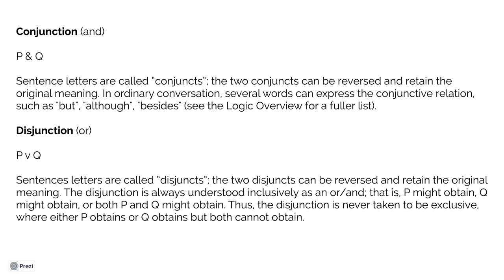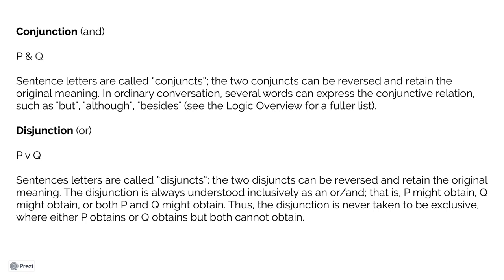When you have an or statement like P or Q, it could be the case that only P obtains, or it could be the case that only Q is true. But it could also be the case that P and Q are both true. The only information we have, however, is that P is true or Q is true. So let P stand for I have a dog, and let Q stand for I have a cat. I have a dog or I have a cat. If I have a dog but no cat, P is true. If I have a cat but no dog, Q is true.